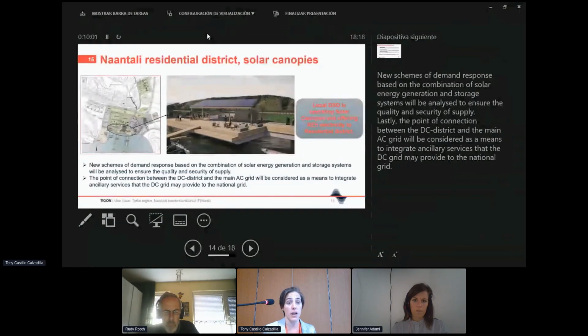So also the aim of the Nantali district, which is actually one of the aims of the project, is to understand how the DC microgrids could provide services to the national grids in terms of ancillary services, but also in terms of improving the stability and reliability of the grids.